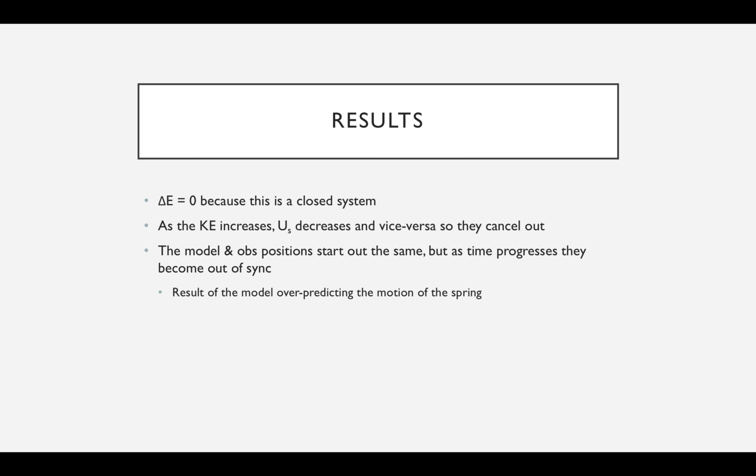The results of this lab demonstrate the change in energy is zero because the system is closed. This was visualized by the yellow line in the results of the Python code. As the kinetic energy increases, the spring potential energy decreases, so these values cancel out.